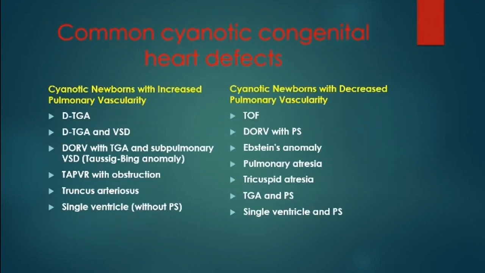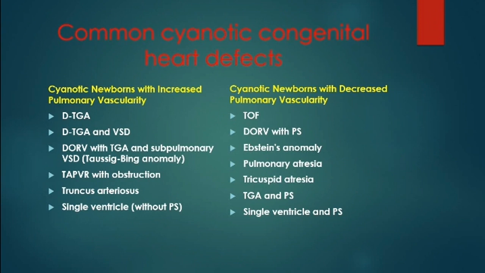Here are some common congenital cyanotic heart diseases. Diseases with increased pulmonary vascular flow include TGA, TGA and VSD, double outlet right ventricle, TGA with subpulmonic VSD, which we call Taussig-Bing anomaly, total anomalous pulmonary venous drainage, truncus arteriosus, and single ventricle without pulmonary stenosis.